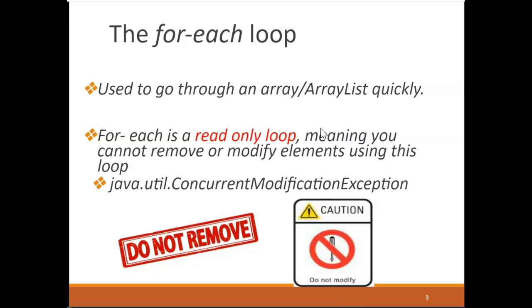This makes the for each loop sometimes not very useful, but it is really nice for when you're just trying to quickly print something or quickly get certain values. So again, the for each loop is a read-only loop, meaning that you can't remove or modify elements using this loop. If you try to remove or modify elements, you're going to get this java.util.ConcurrentModificationException, where it'll throw a runtime error when you try to run something. So it's not going to give you a syntax error, so it's not going to realize that you're doing something wrong as you type it, but then when you go to run it, it's not going to work.